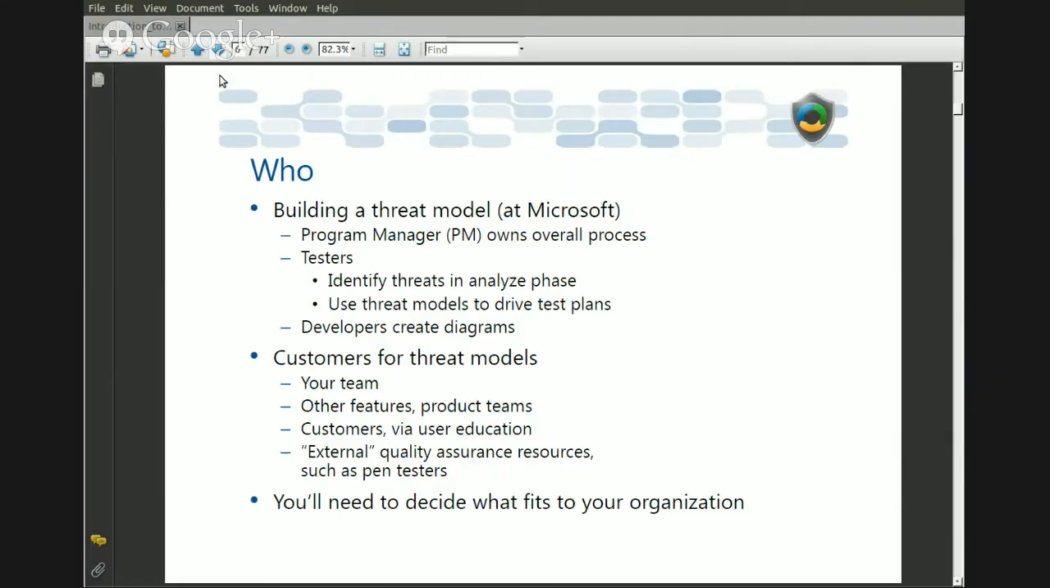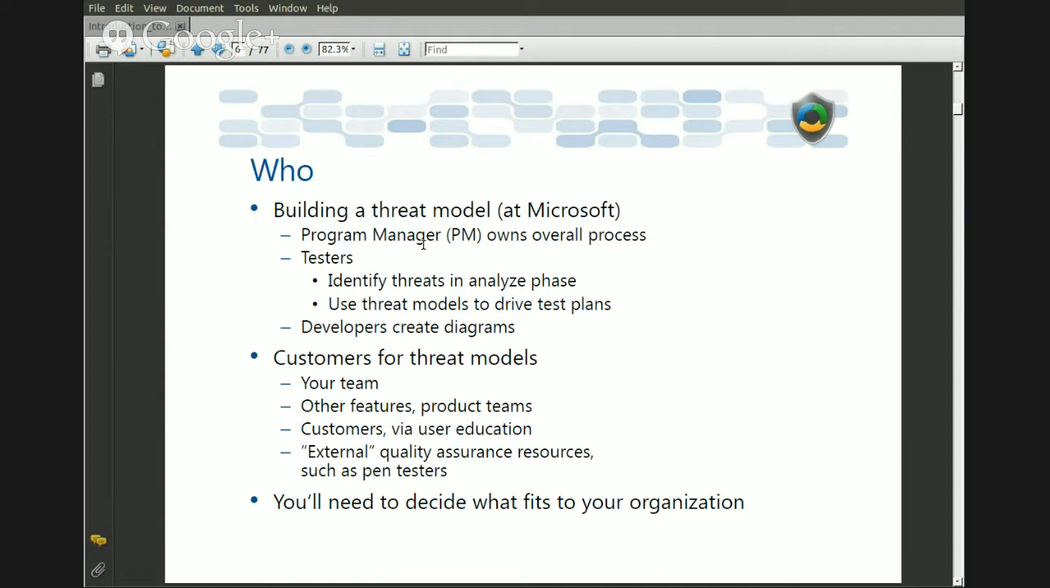All right, so here you have who. Basically, here it's just saying that you're going to build a threat model. The PM owns the overall process. The program manager or project manager owns the overall program or project. However, that individual is not actually the individual who's going to be running the actual tool and stuff like that. So basically, you have testers. Testers identify threats in the analysis phase. They use threat models to drive test plans.